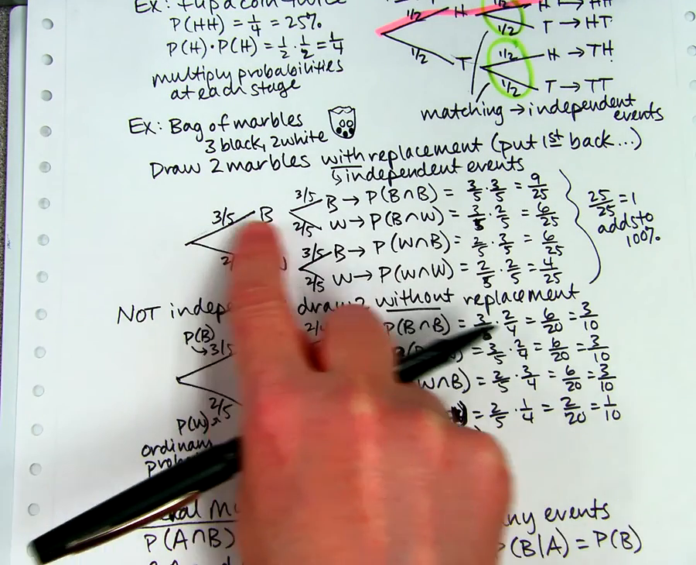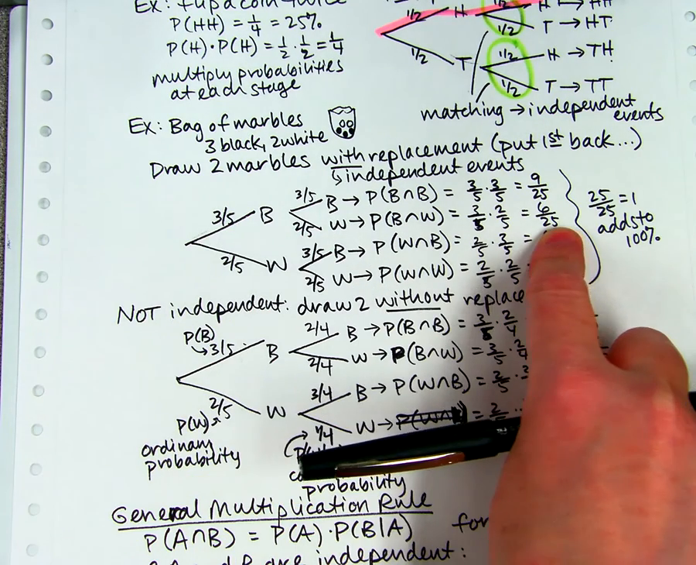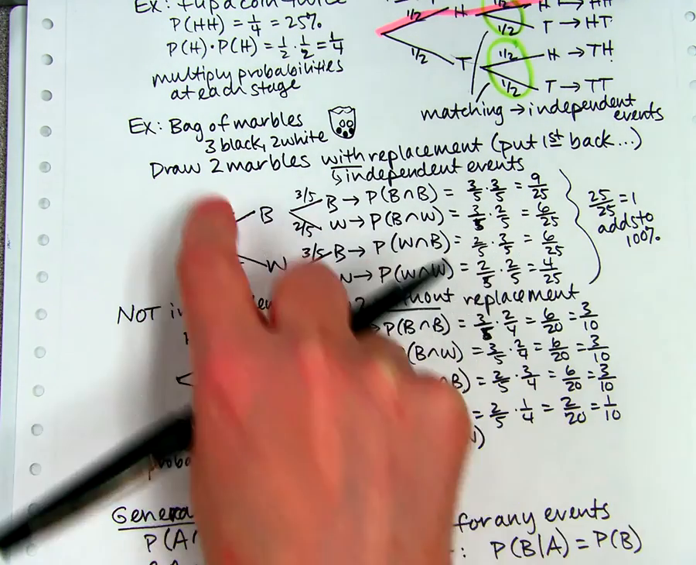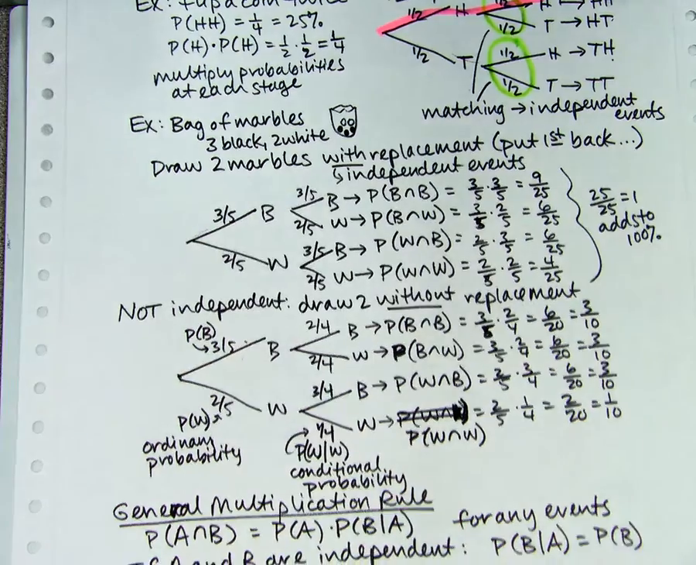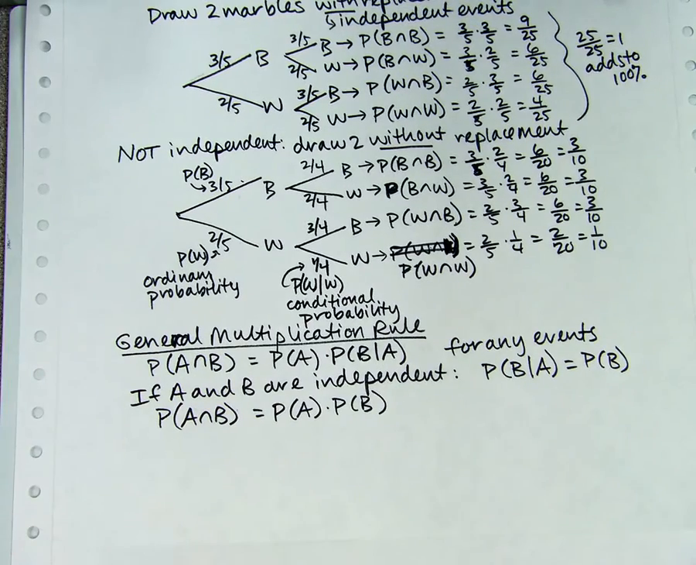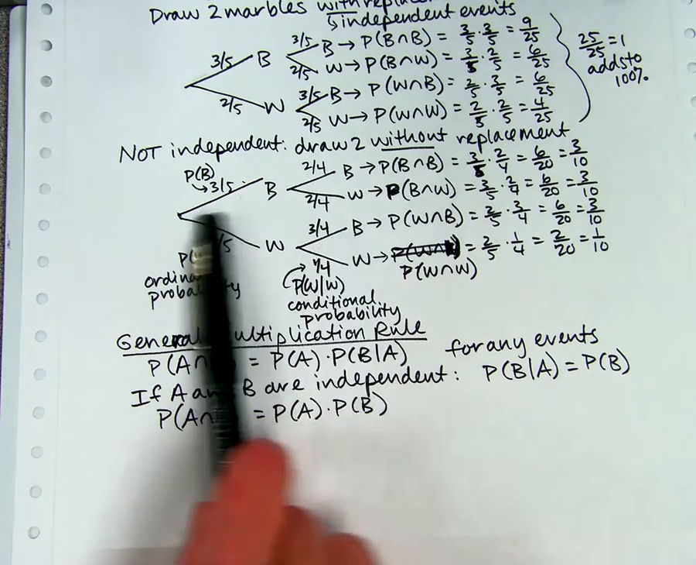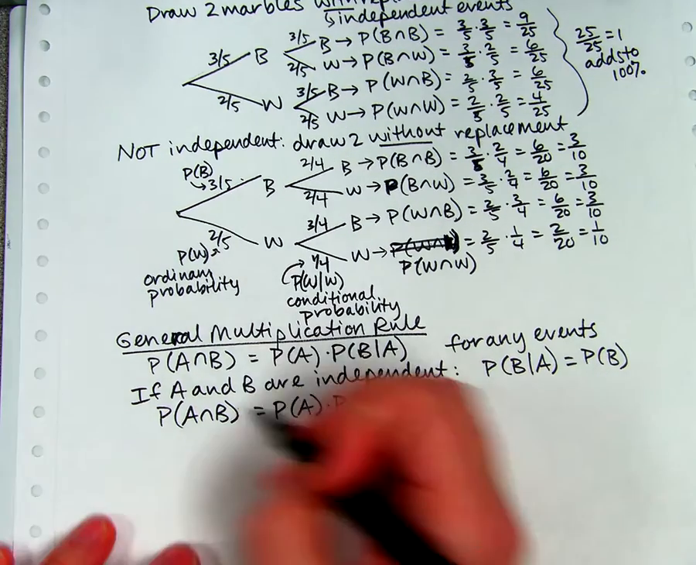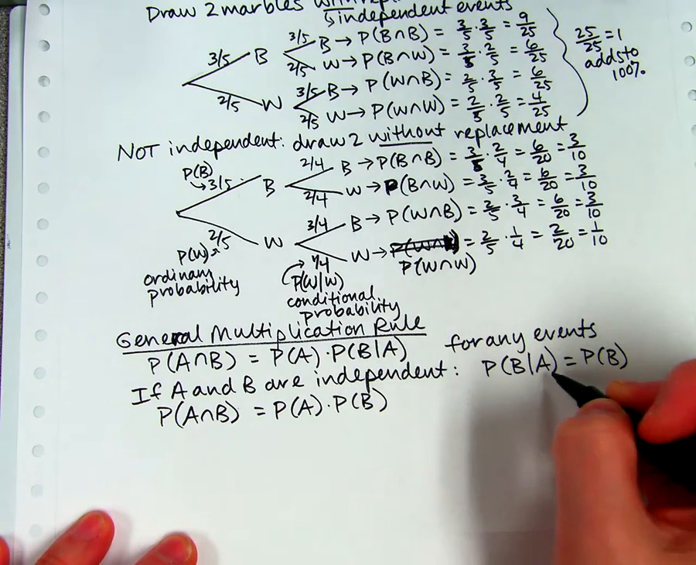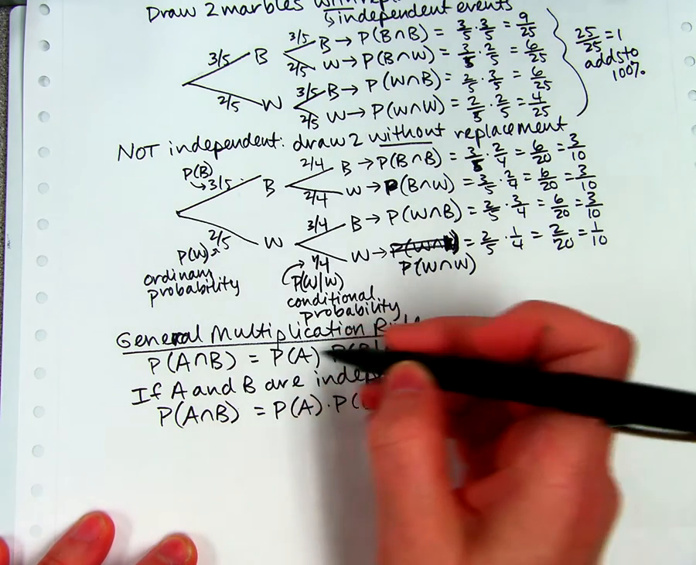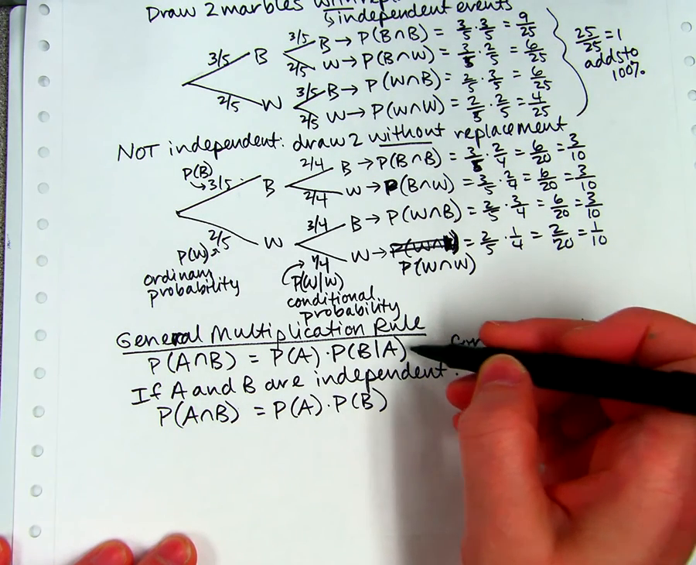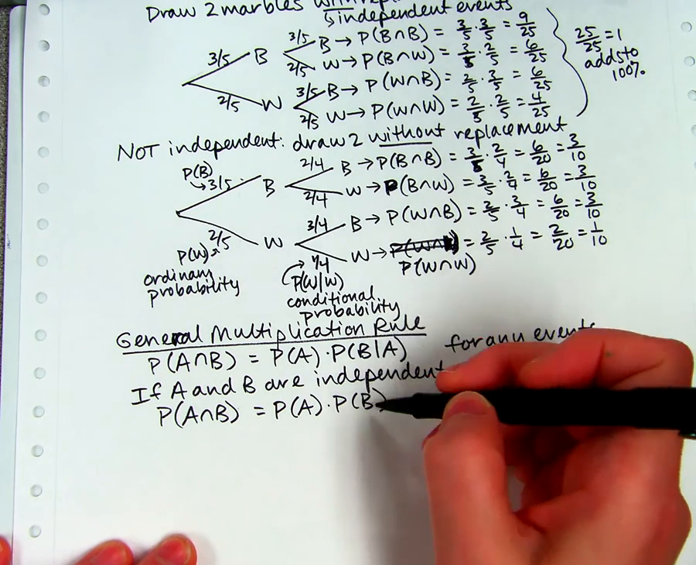Or they might not be the same. It might be black and then white, and you just multiply them without worrying about it because these are the same as these. If they're not independent, then this one's different, but you still can multiply them. So this is the special case that only works for independence. This is the general case that works for everything because sometimes this happens to equal that.